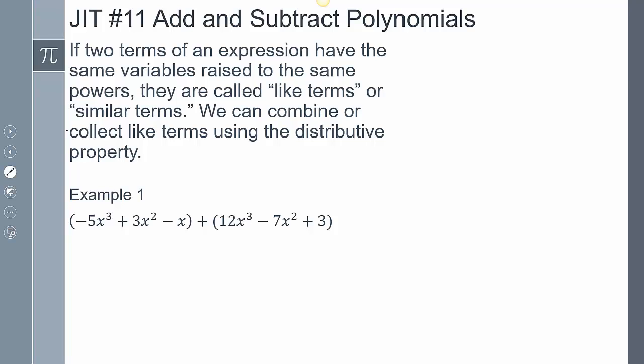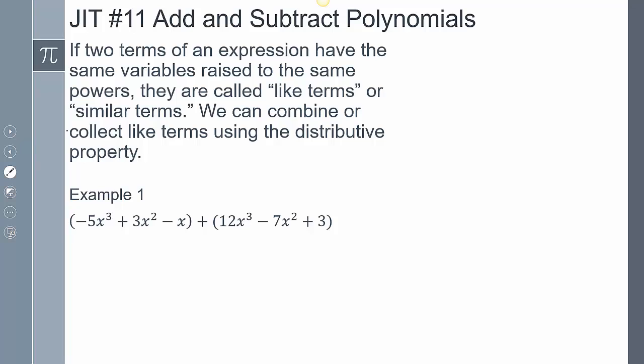Now on this one, we're going to be adding and subtracting polynomials. Now this states that if two terms of an expression have the same variables raised to the same powers, they're called like terms or similar terms. And we're able to combine them and collect them together using the distributive property or just simple addition and subtraction.